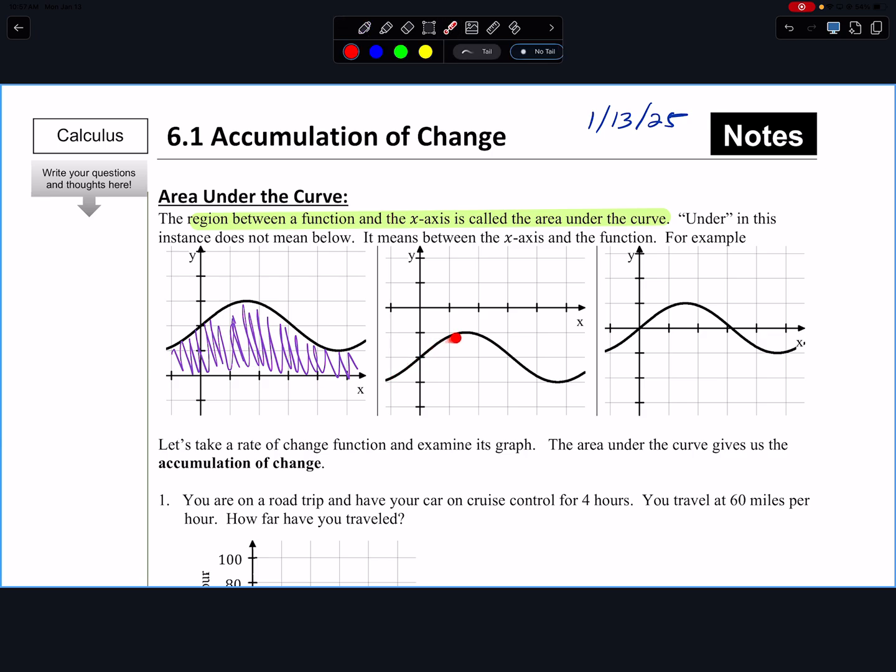If our function's right here and the x-axis is right here, the area under the curve is not this, it's the area between the function and the x-axis. So here would be above.